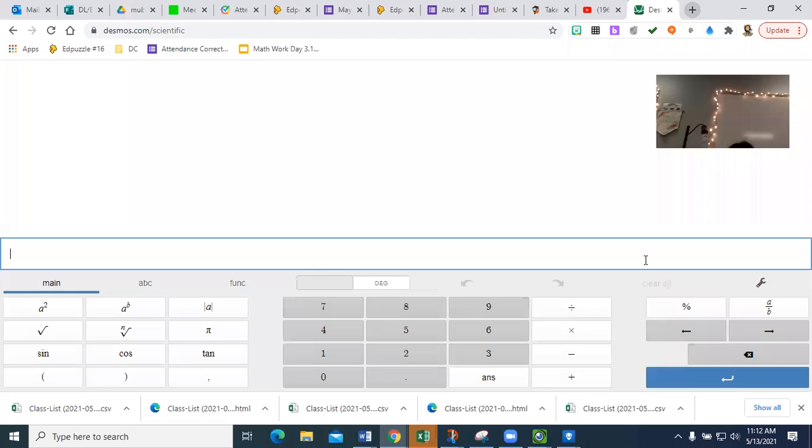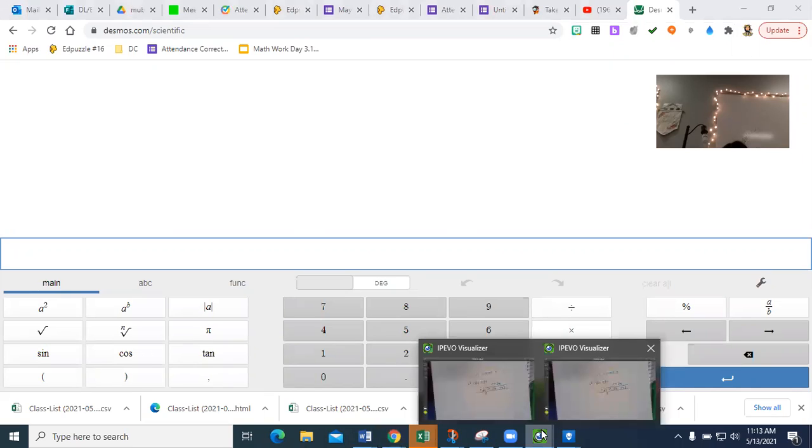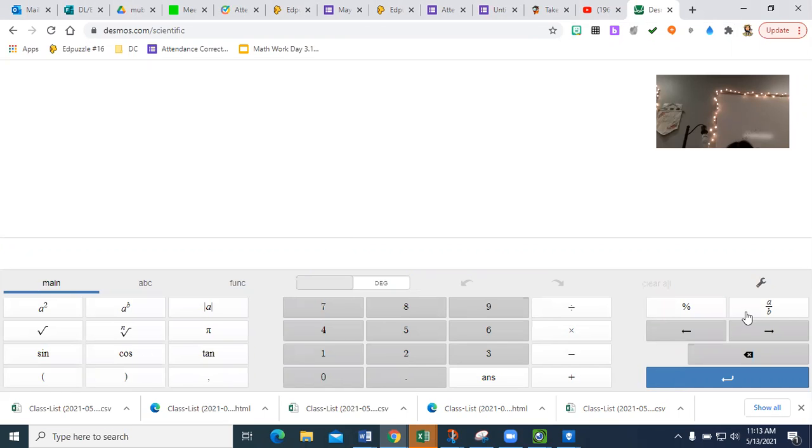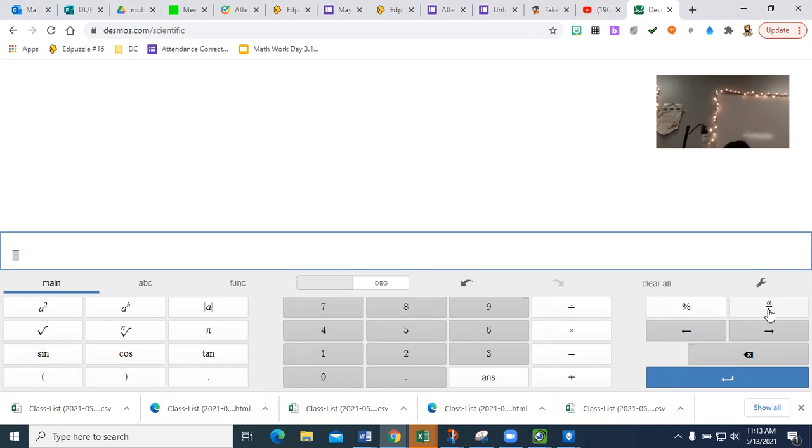Okay, so we're going to use our DESMOS calculator, and we're going to put this in the calculator just like we have it on paper. So this is what we have on paper. And we're going to type this into our DESMOS scientific calculator. So the first thing I like to do is go to this part here first, the A over the B. The first thing I'm going to type in is the 10 because I had to change sign. I'm going to only do the plus first and then the square root. The square root is right here underneath this squared.